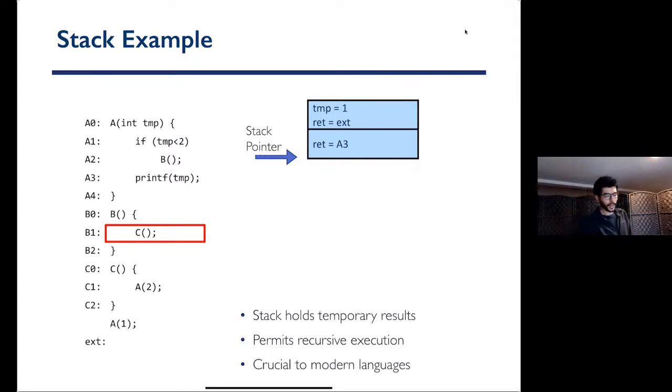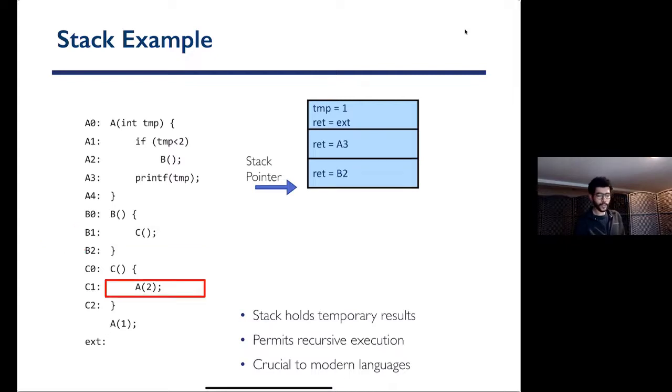Now PC points to B1, so we want to execute C. This is another function call. If you look at C, C also doesn't have any variables, so again we don't need to push anything in terms of variables, but we need to push the return address. In this case, B2, so we push B2.